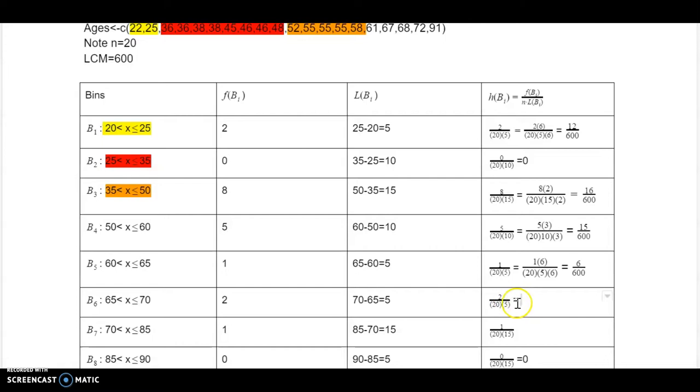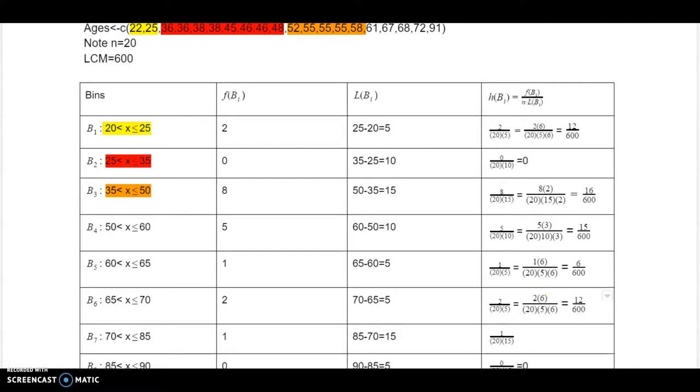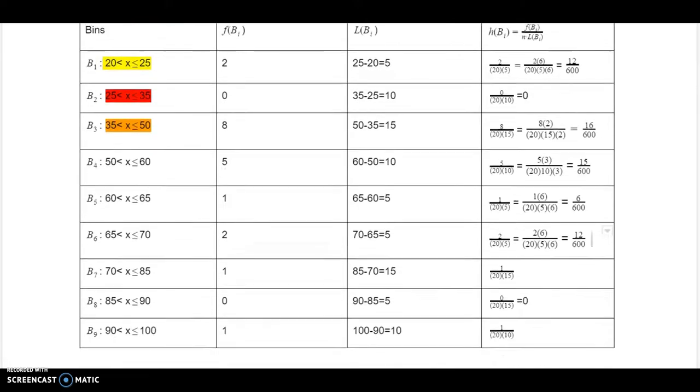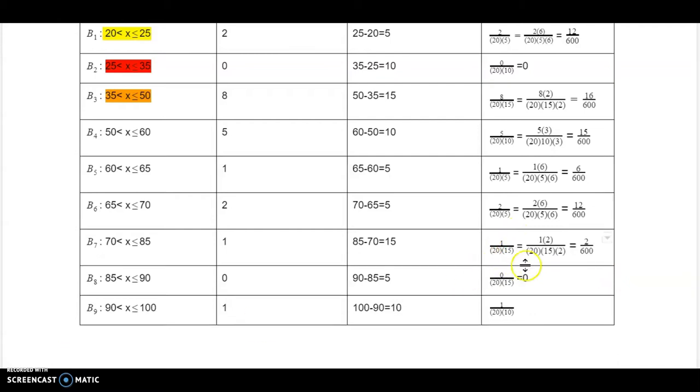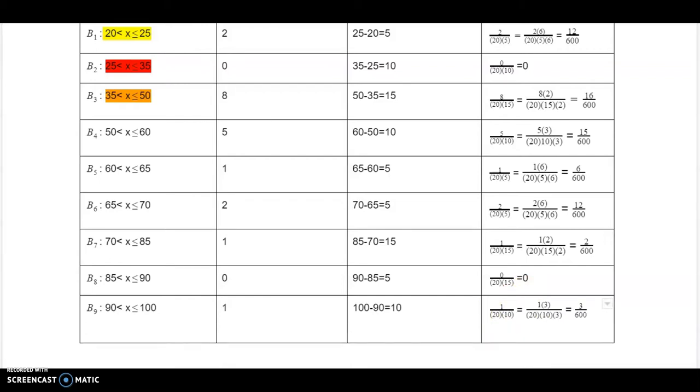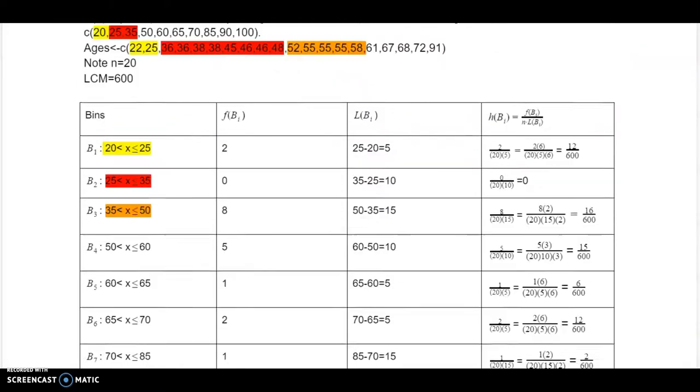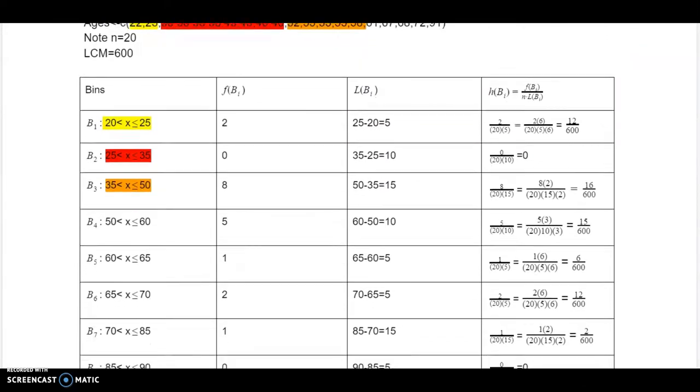This is 20 and 5 again, so we're also going to multiply top and bottom by 6, so it'll be 12 over 600. I'll write that here. Okay, so we got 12 over 600 for that one. We got 3 more to go. This is a 20 and 15, so that's 300, so we're going to multiply top and bottom by 2 in that one. So it'll be 2 over 600. This one's 0. And the last one is 200, so we're going to multiply top and bottom by 3. So we get 3 over 600. So we got all the heights now relative to the same denominator, 600.